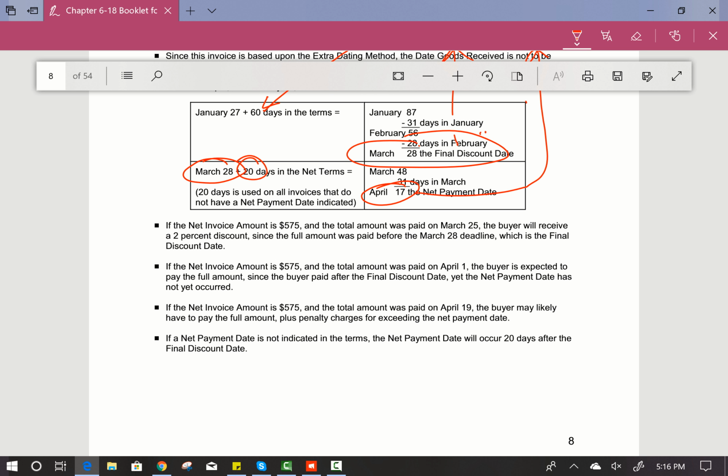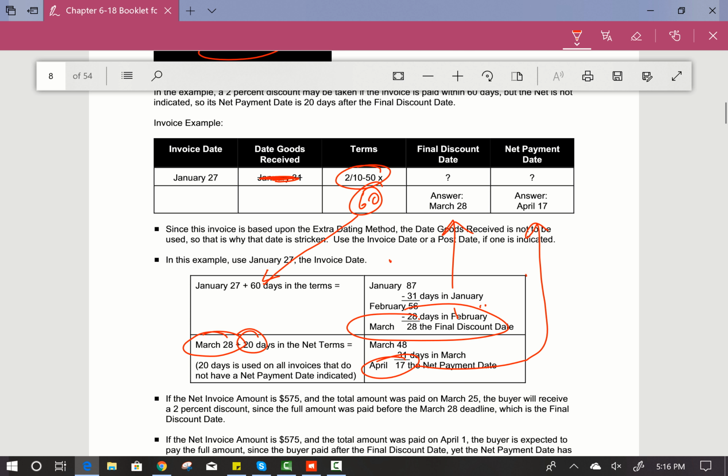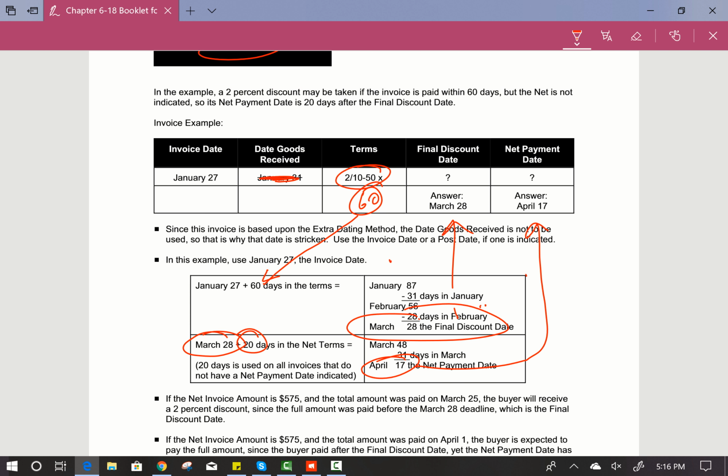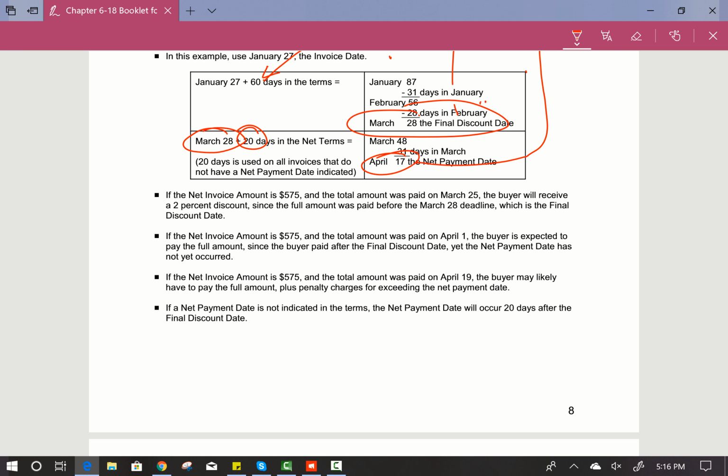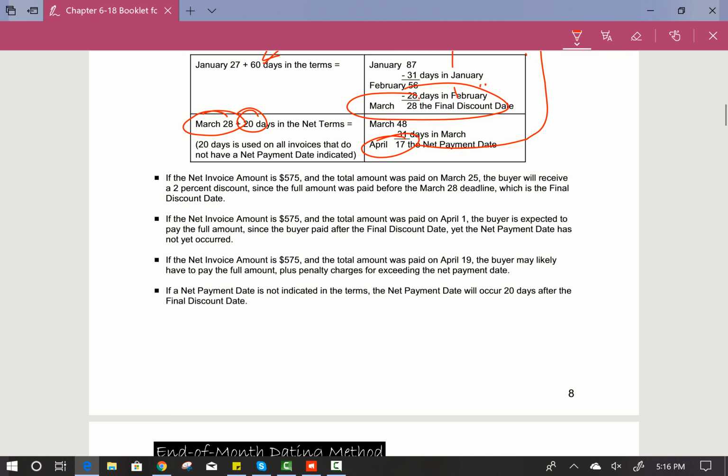So if the net invoice amount is $575 and the total amount was paid on March 25th, that's before the final discount date, the buyer will receive a 2% discount since the full amount was paid before the March 28th deadline, which is the final discount date.